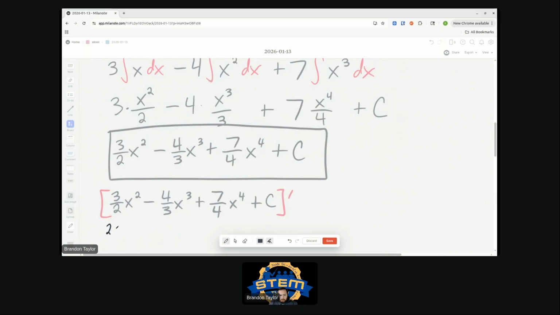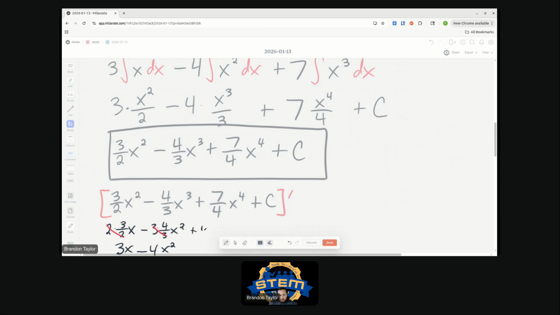So we get 2 times 3 halves x. So basically 3x checks out. And then hopefully I won't do every step, but you can see if we do the power rule here, we drop the 3 down. That cancels out with that. So actually I will do it. Minus 3 times 4 thirds x squared. 3's cancel. Minus 4x squared.